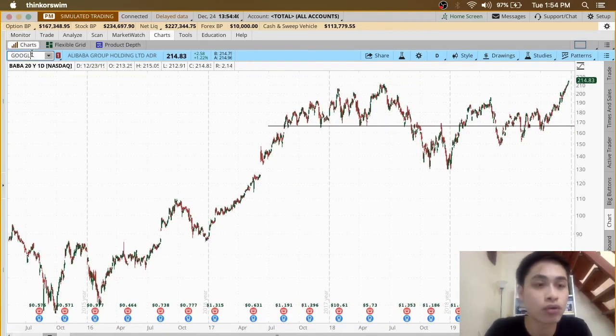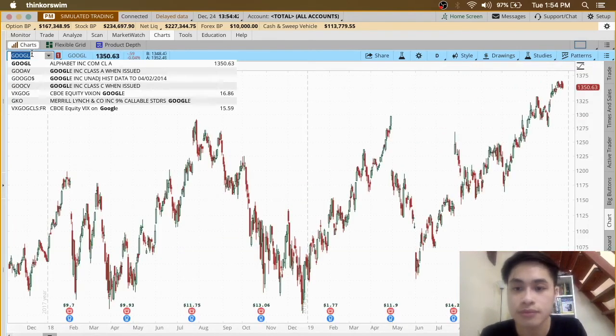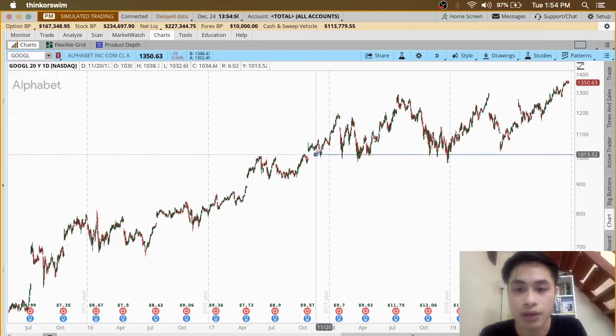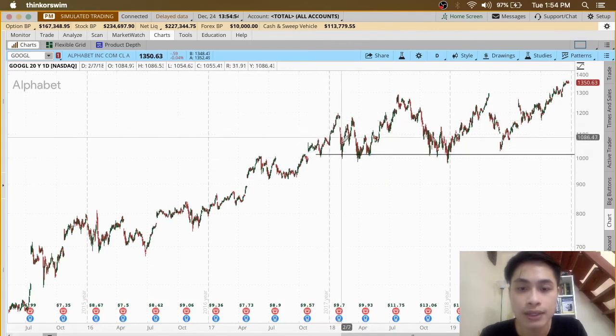So let's say for Google. For Google, I can see one support level here. So we draw it here. You can see this is the first test, then it goes up. Second test, it went up. Third test, it went up.